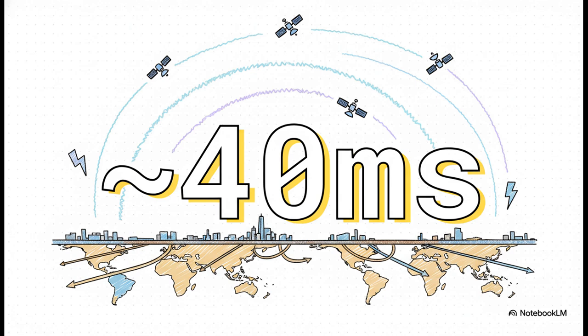Modern systems use thousands of low Earth orbit, or LEO, satellites that are much closer to us. And just by closing that distance, they have slashed that delay from over 500 milliseconds down to around 40. That's a game changer, making satellite a real competitor to internet on the ground.